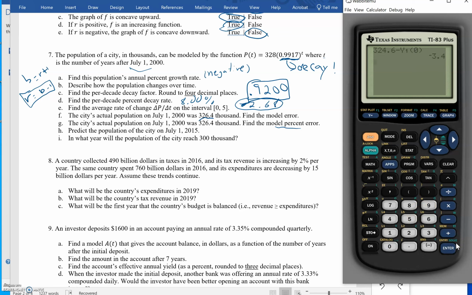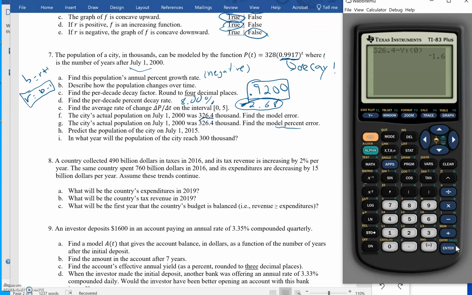And I see that I entered the value wrong. I'm sorry about that. Let's do that one more time and try to not make any mistakes this time. So y1 of 0. Okay, there we go. So there's our model error.